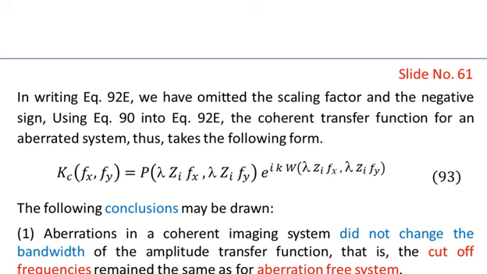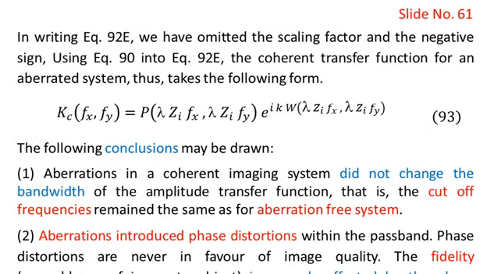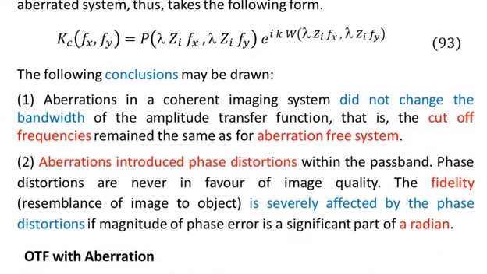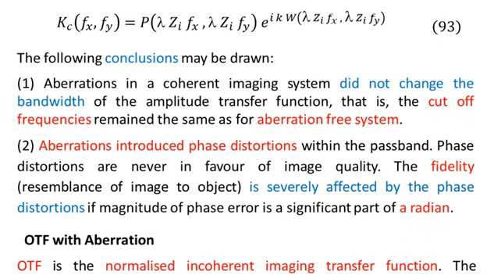But you know that on the right hand side of this pupil function we have some phase factors, e to the power iota k W as a function of lambda z_i f_x, lambda z_i f_y. So this is equation number 93. Now in order to obtain equation number 93, we have made some assumptions which are given. So let's make the conclusions. The following conclusions may be drawn.